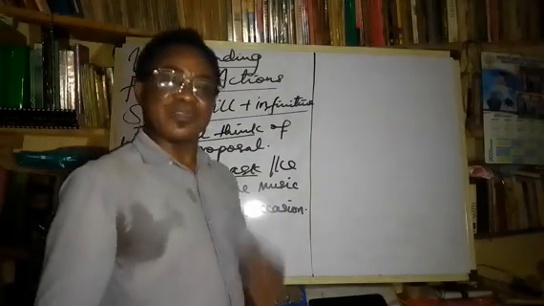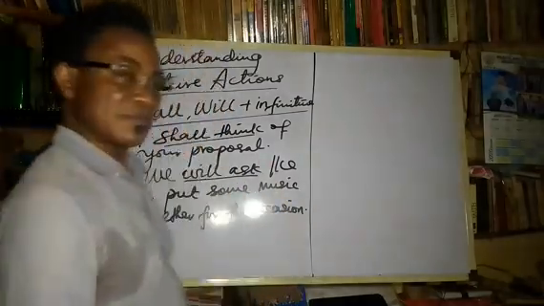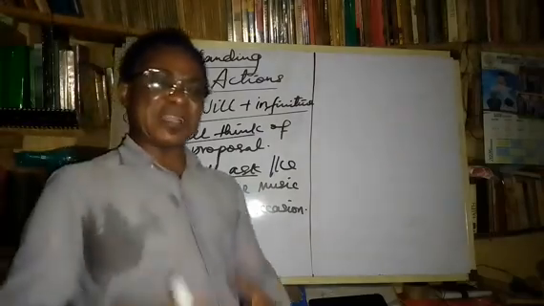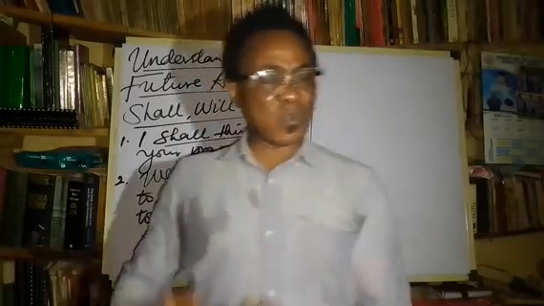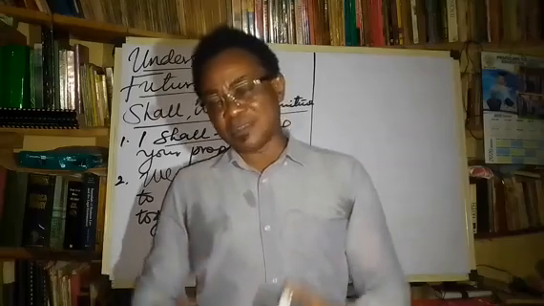That is shall and will. So we can now go on. Let us talk about various examples of shall and will used in modern English and their meanings.